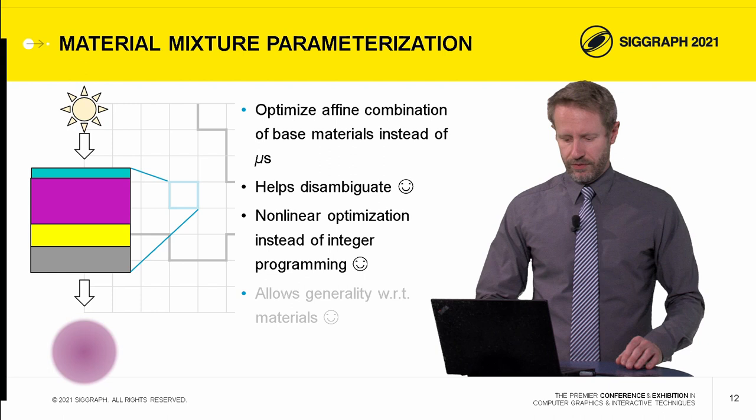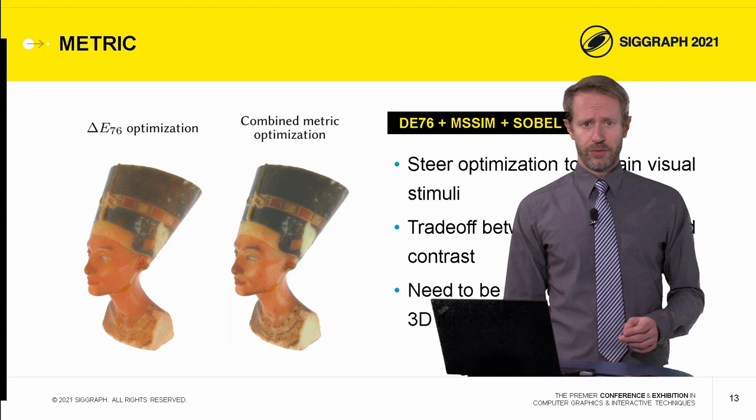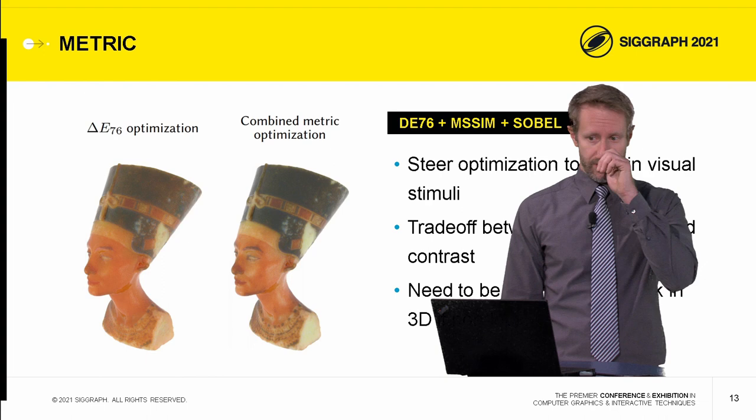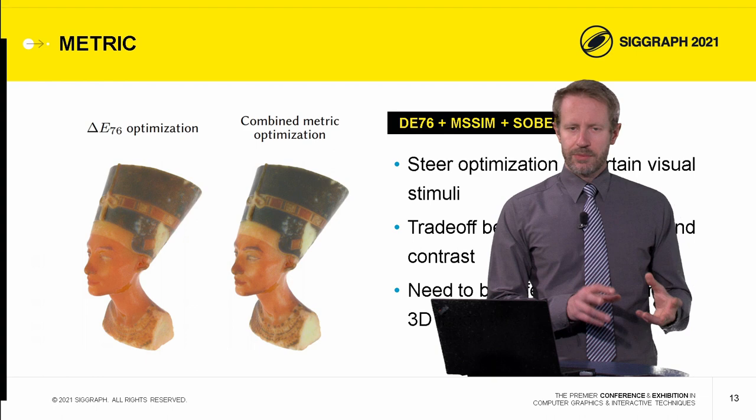The final step to close the optimization loop is the error metric. It turns out that choosing a suitable one is very crucial for the results that we get from our optimization approach, as you can see on the slide here. First, the metric needs to be differentiable, which limits the selection a bit. And it also needs to work in a general three-dimensional setting, so it considers more than just local information.